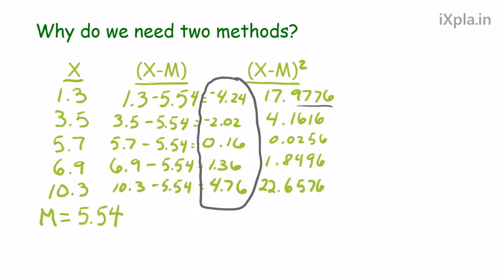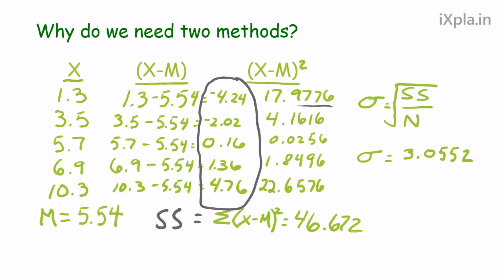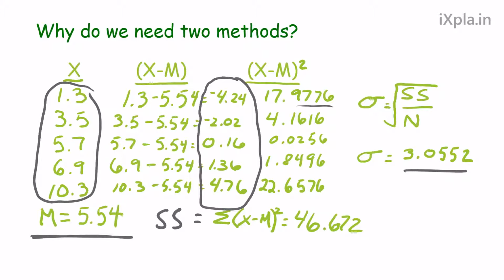So the next thing we're going to do is we have to find the sum of squares again. Remember that this thing is equal to the sum of squares. So we have the sum of squares of 46.672. And now we have to take that and plug it into our standard deviation equation. And I've done that here. And notice that we get an answer of 3.0552. That is our standard deviation using the definitional method. You can see that this is quite a bit more complicated when our raw scores are not whole numbers and when our mean is not a whole number.